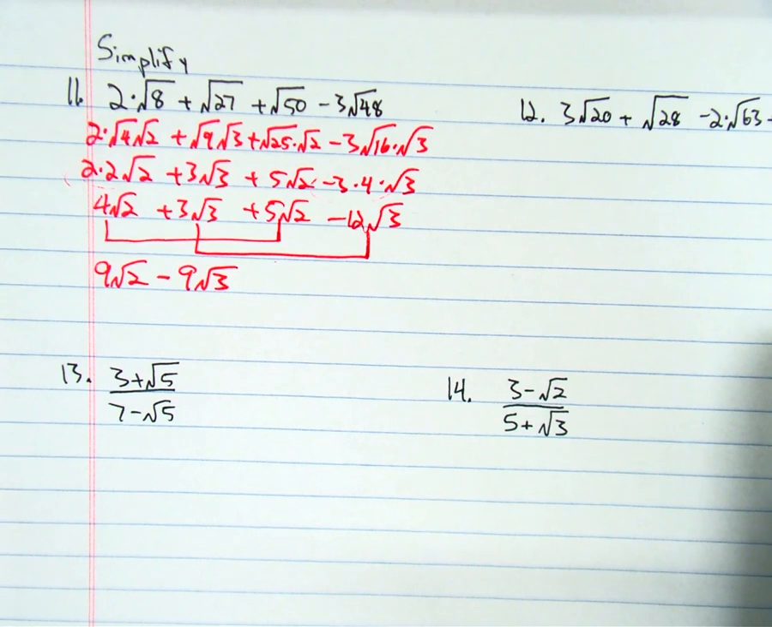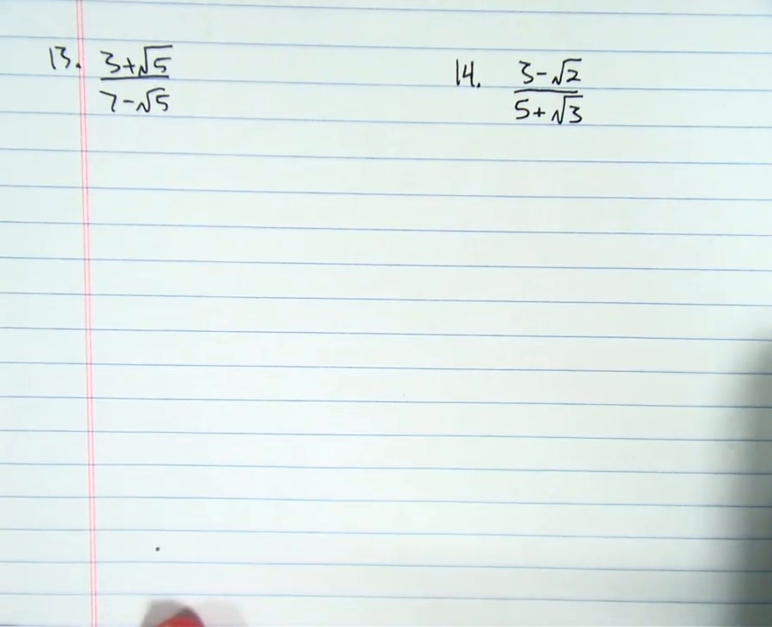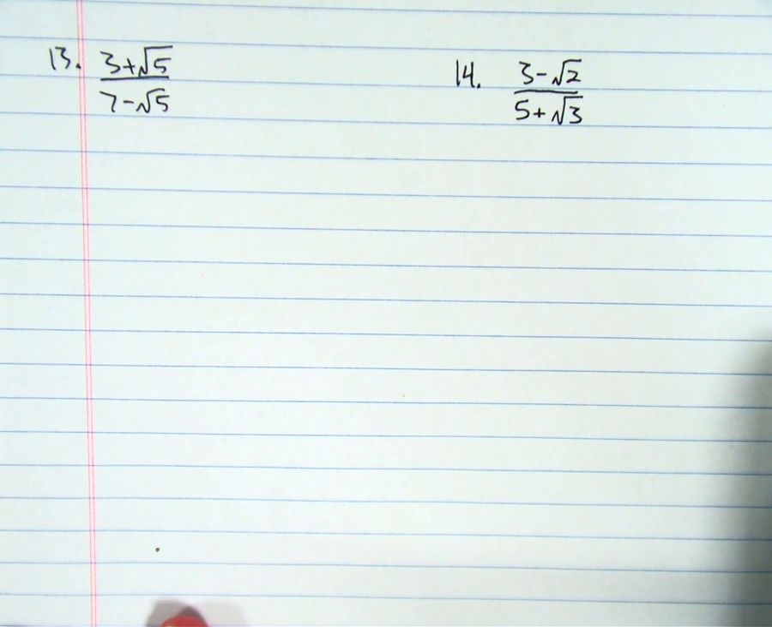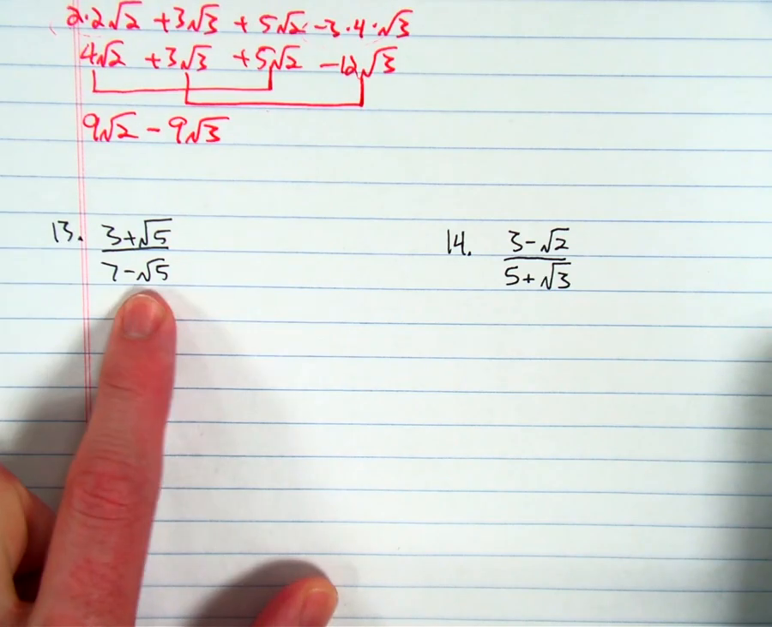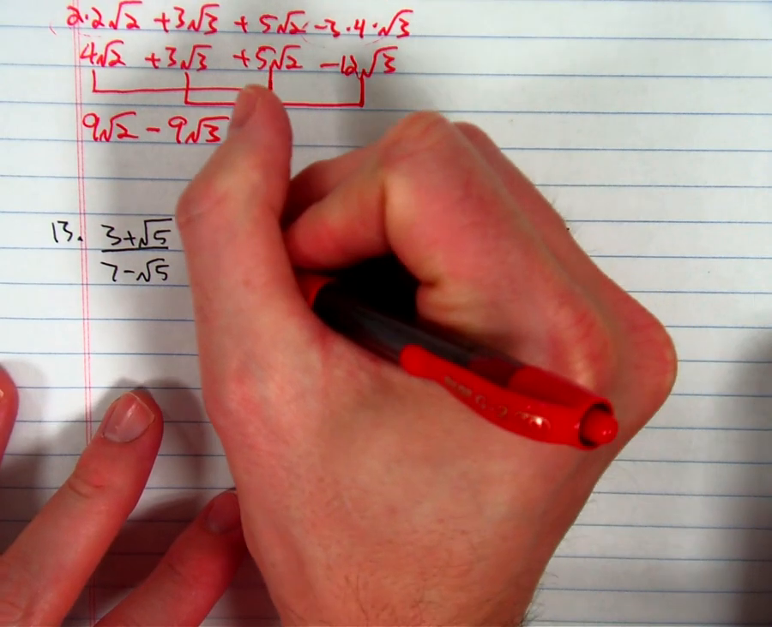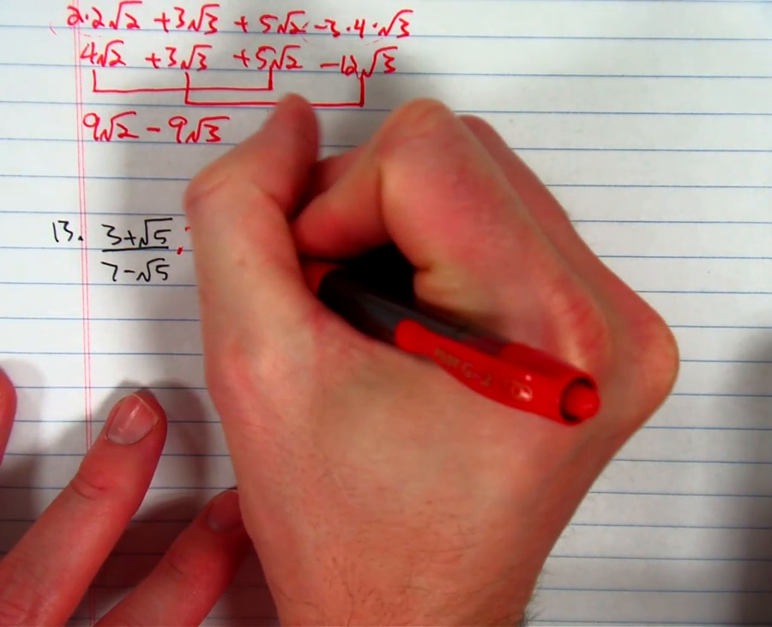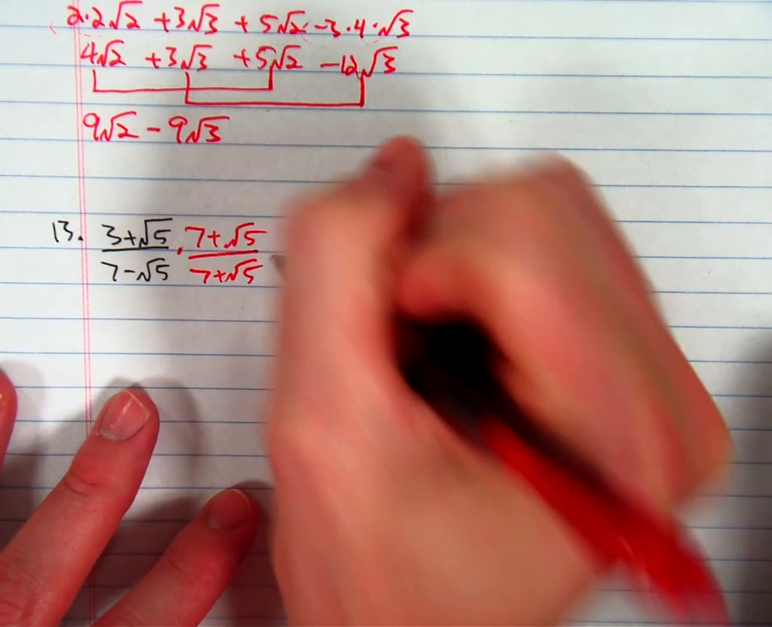Alright, last one for us today. We have 3 plus radical 5 over 7 minus radical 5. Remember the trick for us with this: same numbers as the bottom, opposite sign. It's the conjugate. So we're going to go times 7 plus radical 5 over 7 plus radical 5.